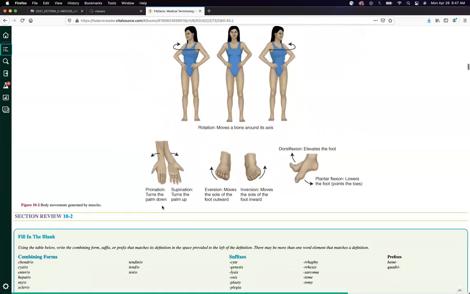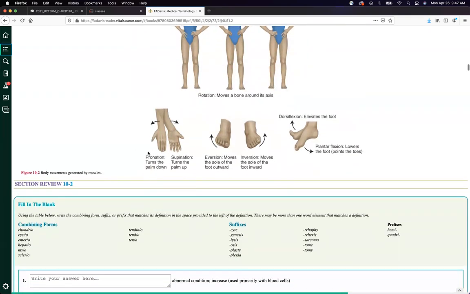Pronation and supination. Now, that gets complicated, but I decomplicate things in my life. So pronation, palms down. So if you put your palm down on a table, that's pronation. And the exact opposite is supination.